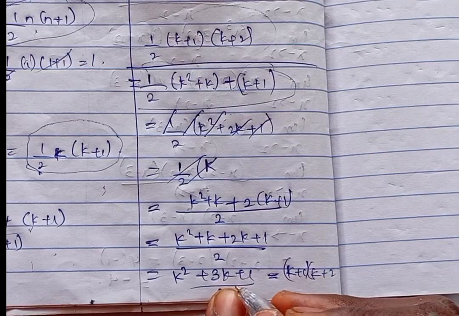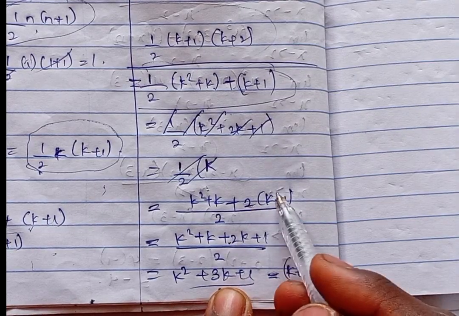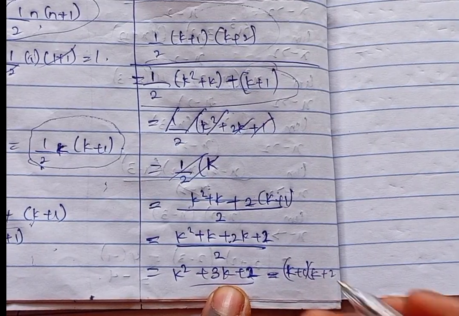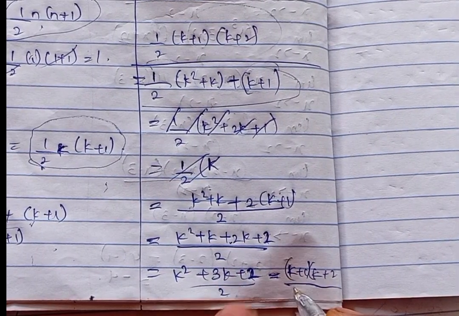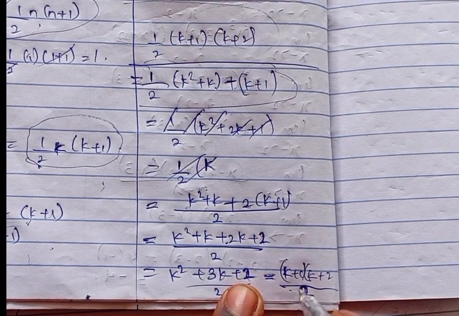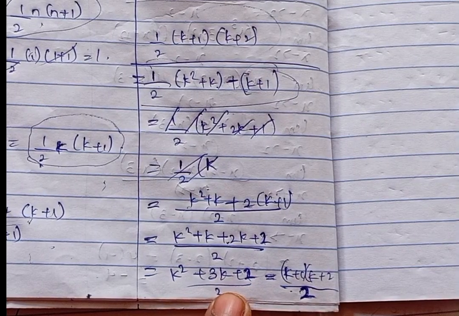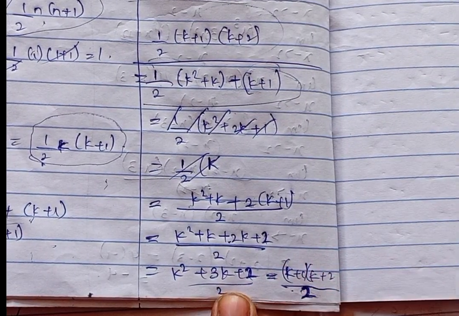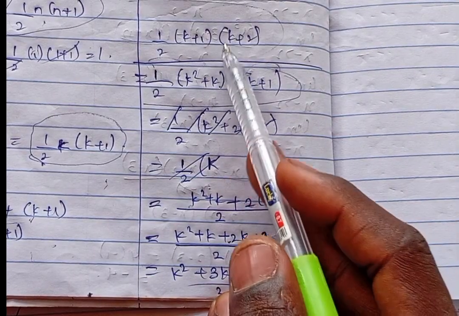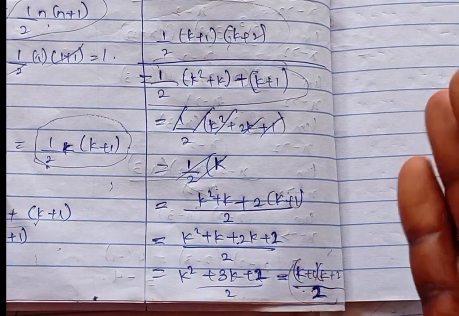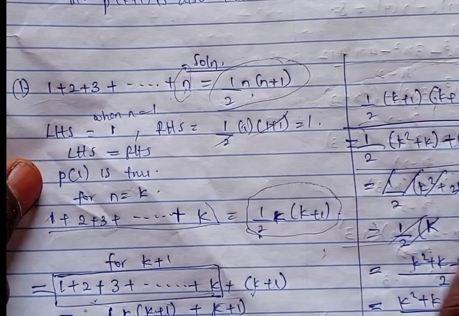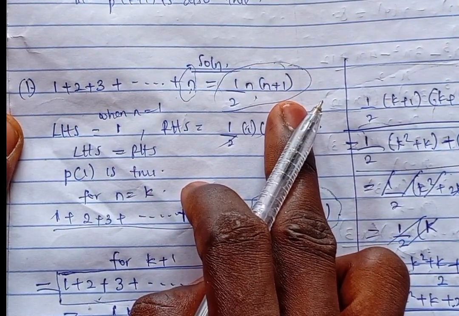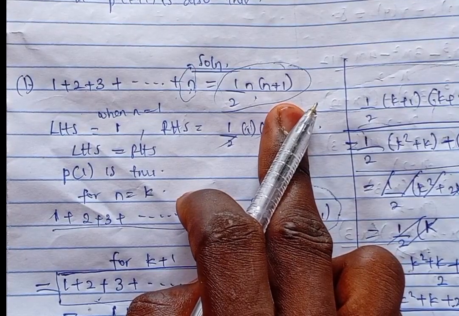You understand? I'm coming. This one should be 2k plus 2. Okay, so everything over 2. So do you understand now? So k plus 1, k plus 2, everything over 2. So it means that this one is equal to this one. So you can now say that this question is true for all natural numbers. That's when you make a conclusion.